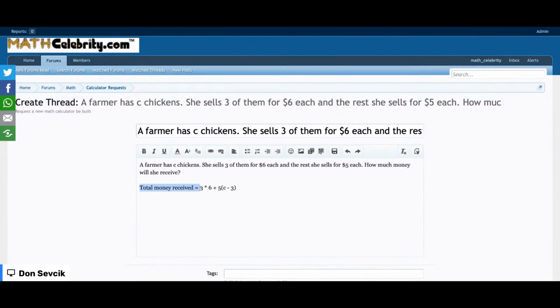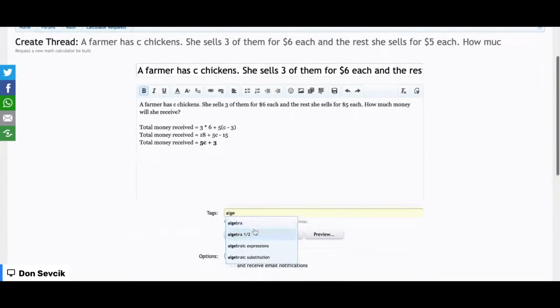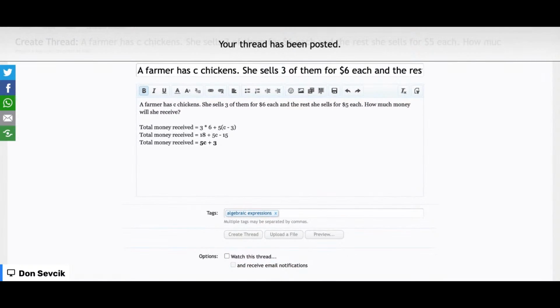So total money received is 18 plus 5C minus 15. 18 minus 15 is 3, so we get 5C plus 3. So we just group like terms. Again, running through this, she sells 3 chickens at $6 each. If she's got a total of C chickens, then she sells C minus 3 remaining at $5 each. Evaluate, simplify, and we get our answer in terms of C.